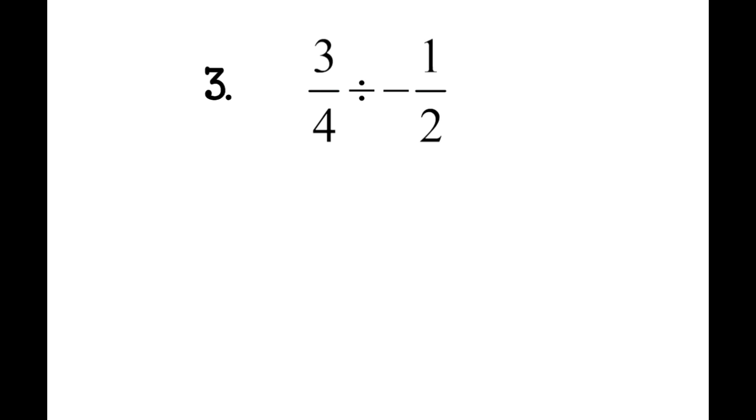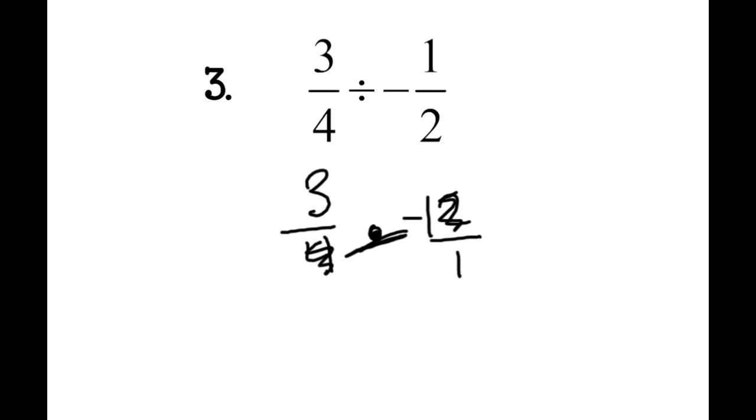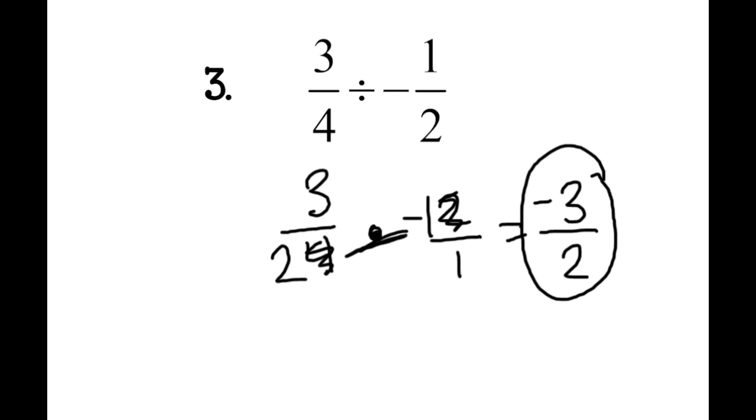Here, example 3, I have 3/4 divided by -1/2. So I keep my 3/4, I flip my -1/2, and I change division to multiplication. I see if I can cross reduce, which I can. So this 2 becomes a -1, this 4 becomes a 2. 3 times -1 is -3. 2 times 1 is 2, so I get -3/2, which cannot be reduced. I can make it a mixed number. 2 goes into -3 one time, with 1 left over, so I get -1 and 1/2.